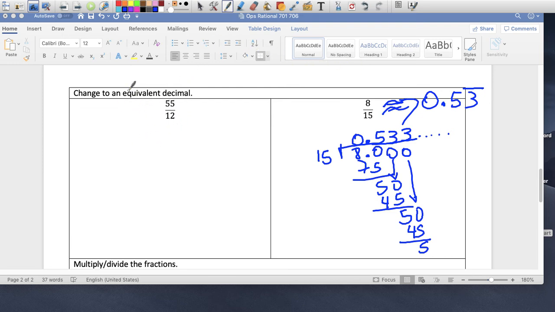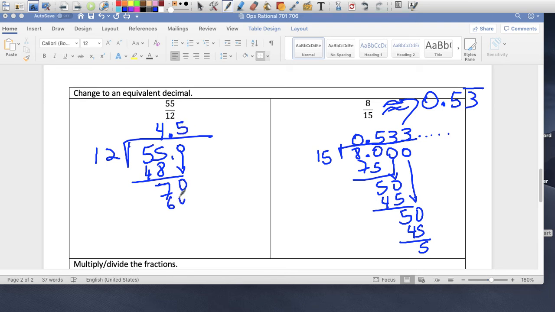55 over 12 is going to be likewise, so we're going to go like this, 55 inside, 12 outside. 12 goes into 55 4 times, which is 48. We're going to subtract. That's going to give us 7 left over. Let's add a decimal. Bring a 0 down. 12 goes into 70 6 times? No, 5 times, which is 60. 10 left over. Let's just keep going for a little bit. 12 goes into 100 8 times, which is 96.